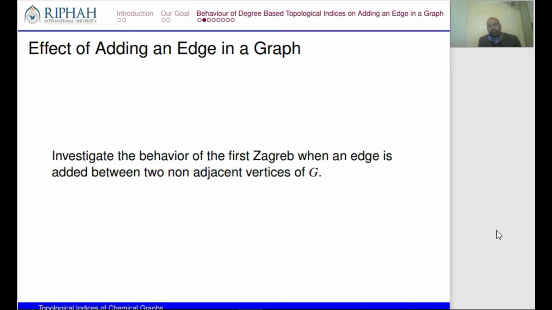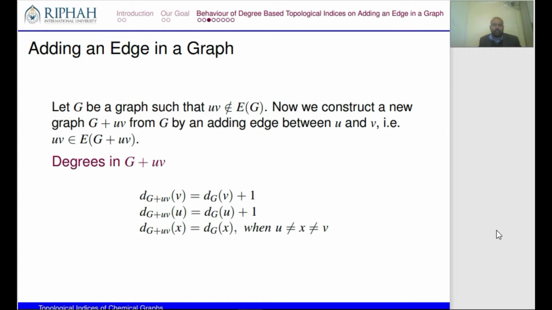In other words, what happens to the first Zagreb index when an edge is added between two non-adjacent vertices of G? I mean, either the first Zagreb index increases, or it decreases, or it remains the same. So let's check the behavior of the first Zagreb index. Before checking the behavior, we discuss the notation of adding an edge. What is the meaning of adding an edge?